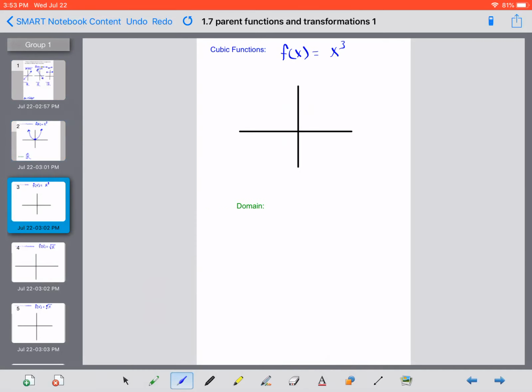Now what about x cubed? So this is another polynomial. Since it's a polynomial, its domain is all real numbers. And it's similar, except that now we're raising x to the third power. And so for positive x values, it's going to look pretty similar to x squared. It'll just grow a little bit more steeply.